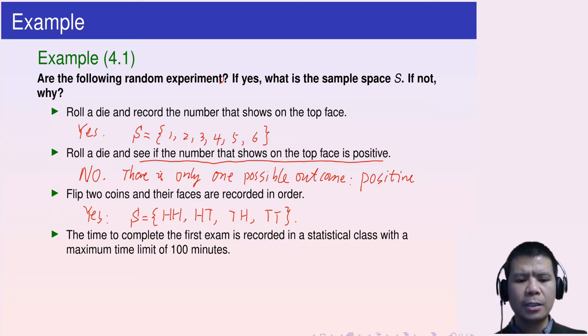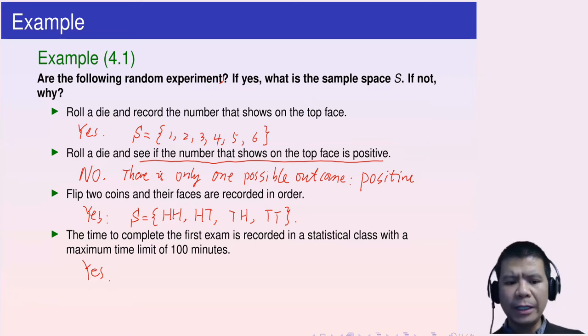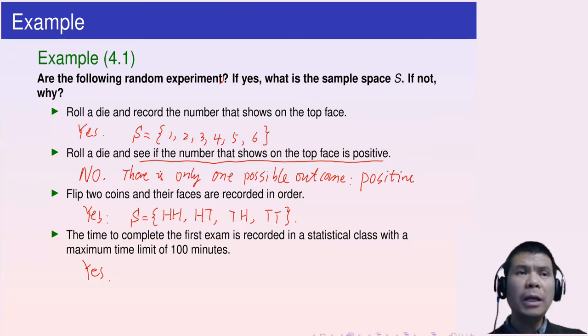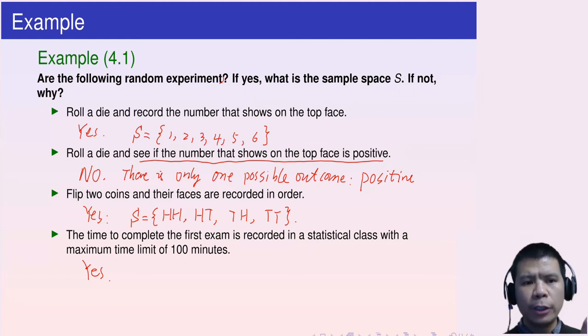Next, the time to complete the first exam is recorded in a statistics class with a maximum time limit of 100 minutes. Is this a random experiment? Yes or no? This one is yes. Why? Because the time can be any value greater than zero but less than or equal to 100. So there are infinitely many possible outcomes, because it can be decimal values. It can be any number inside that interval.